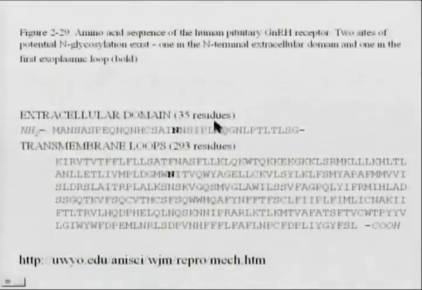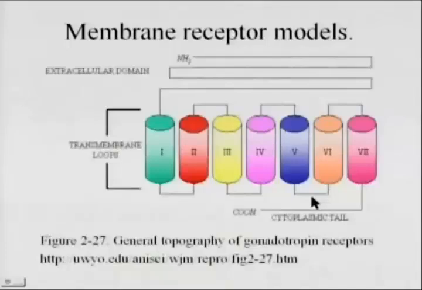So here we see the extracellular domain of the GnRH receptor, 35 residues, glycosylation at this location. Then the transmembrane loops, about 293 residues. To get those 7 transmembrane spanning segments, you need roughly 200 to 300 amino acids. And here's the carboxy terminal. What we do notice in these 2 is that we're showing an extracellular domain and transmembrane loops, but not an intracytoplasmic tail for the GnRH receptor. So it'll be interesting to study details on the GnRH receptor and how it functions.